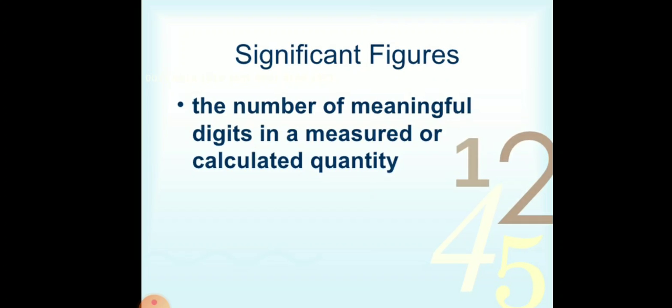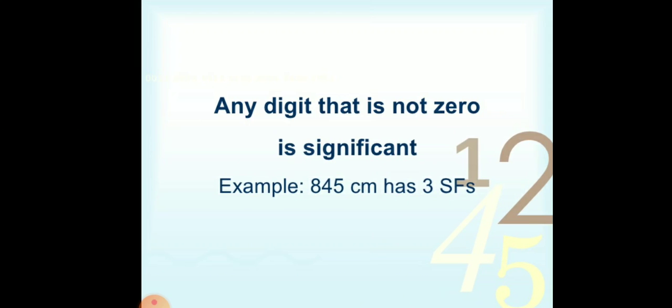Now let us study the rules for determining the number of significant figures. We have to follow certain rules to find the significant figures. The first rule: any digit that is not 0 is significant. That means all the non-zero digits are significant.